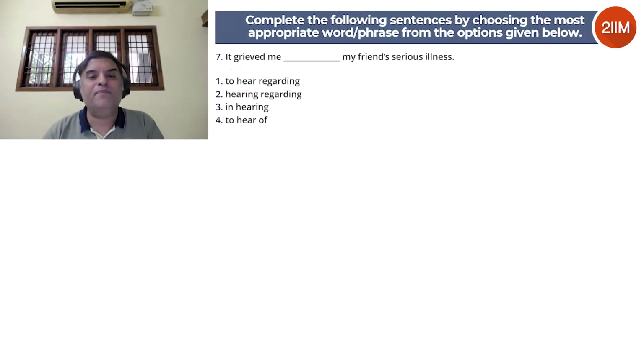Let's look at question 7. It grieved me dash my friend's serious illness. So this can be a straightforward question. Might be difficult to make a guess, but think about it. If you come to know about your friend's serious illness, you would feel very sad, or you would feel very grieved about it. So again, you can make a broad guess, right? Or just go to the options. It seems to be a straightforward question.